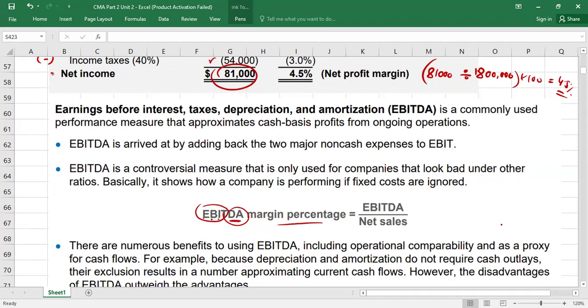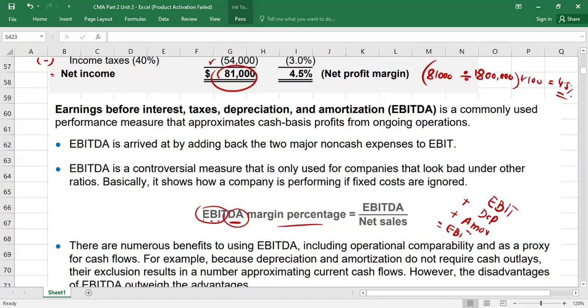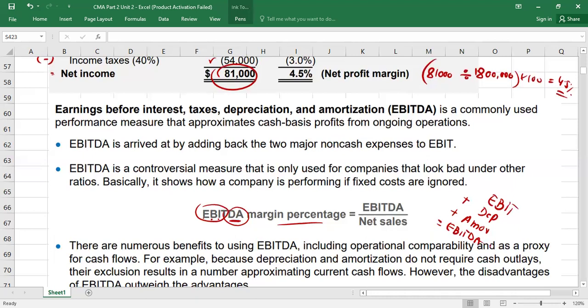Simply, if you have EBIT, which is earning before interest and tax, you will simply add back depreciation and amortization expense. Depreciation is always on tangible assets and amortization is always on intangible assets. So this is called EBITDA. Okay, so why do some companies use EBITDA? This is the question. Actually, they take EBITDA as a proxy for cash flows.